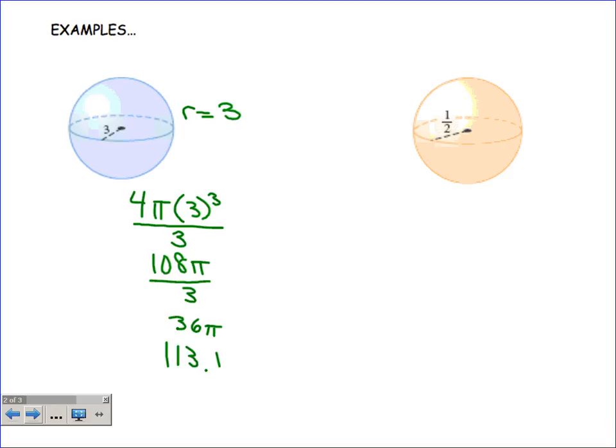113.09, so it's 113.1. And we'll say units. What would the units be for volume? Cubed. How do you find them? I don't understand how that works.